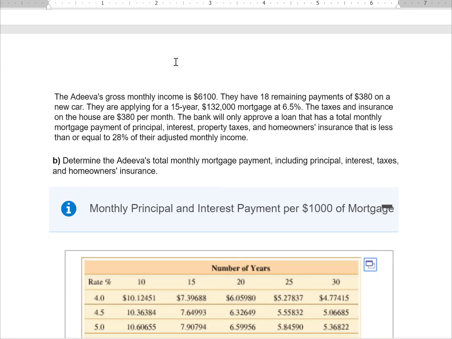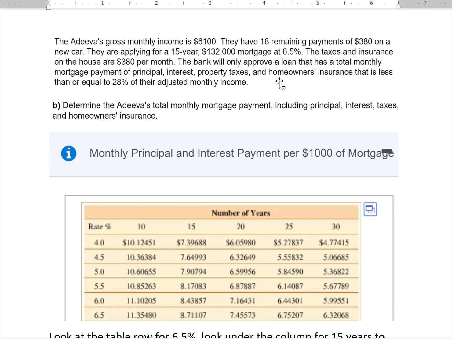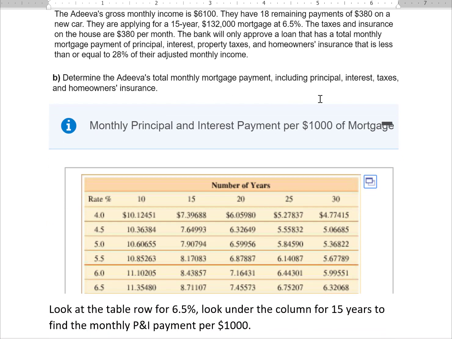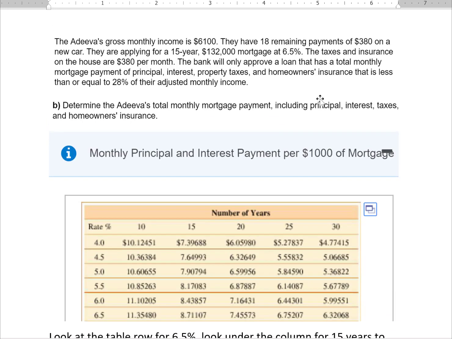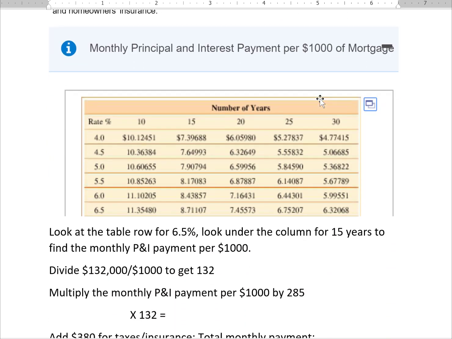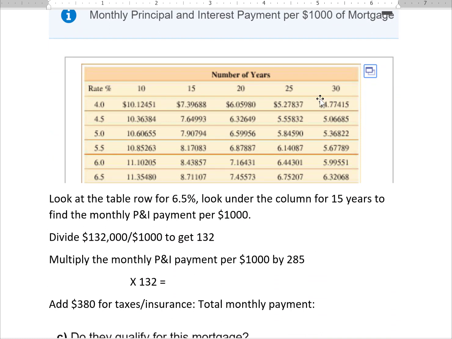Now we need to determine the total monthly mortgage payment, including principal, interest, taxes, and insurance. So I've got a principal and interest payment table in the problem, and they're doing a 6.5% mortgage for 15 years. So I look in the table, and I look on the 6.5% row under 15 years, and there's the multiplier that I'm going to use, 8.71107. And I take the $132,000 mortgage and divide by 100 to get 132.